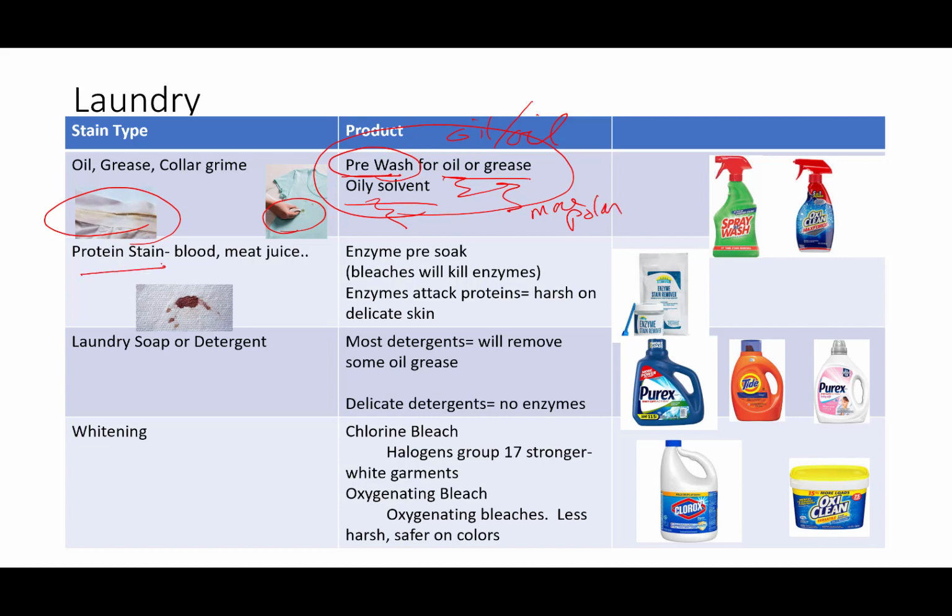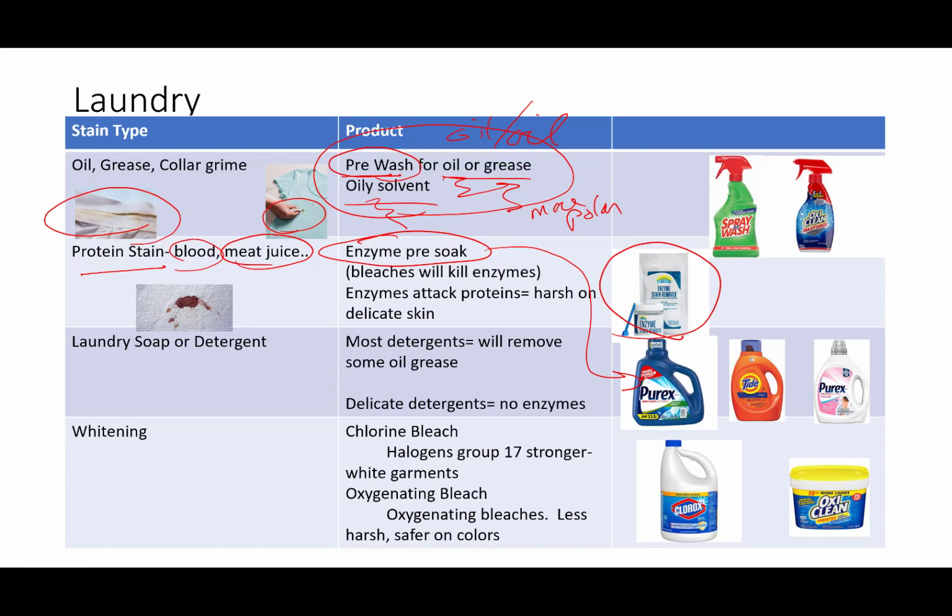If you have protein stains, blood, meat juice, anything like that, well, proteins can be removed or attacked by enzymes. Enzymes are a catalyst that help interact with proteins. Now, a lot of standard laundry detergents are going to contain some enzymes, but if you have bad enzyme stains all the time, you have a child that's in football and comes home with bloody clothes all the time, perhaps you need an enzyme pre-soak.